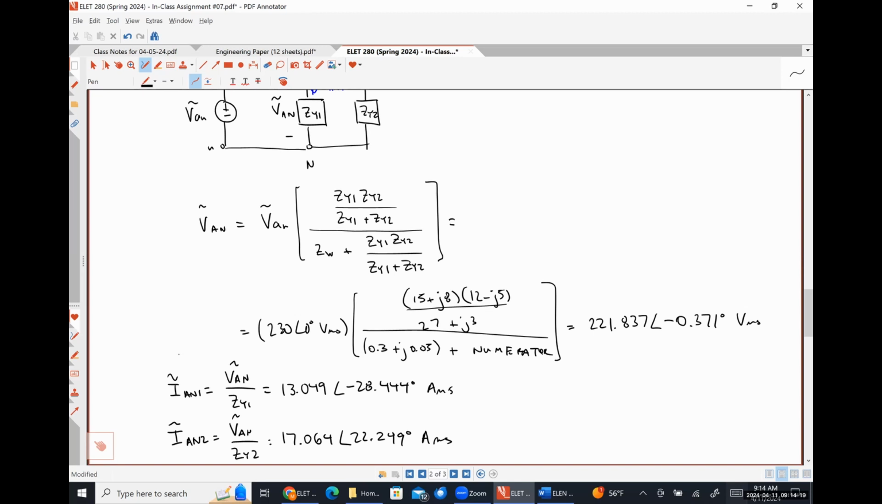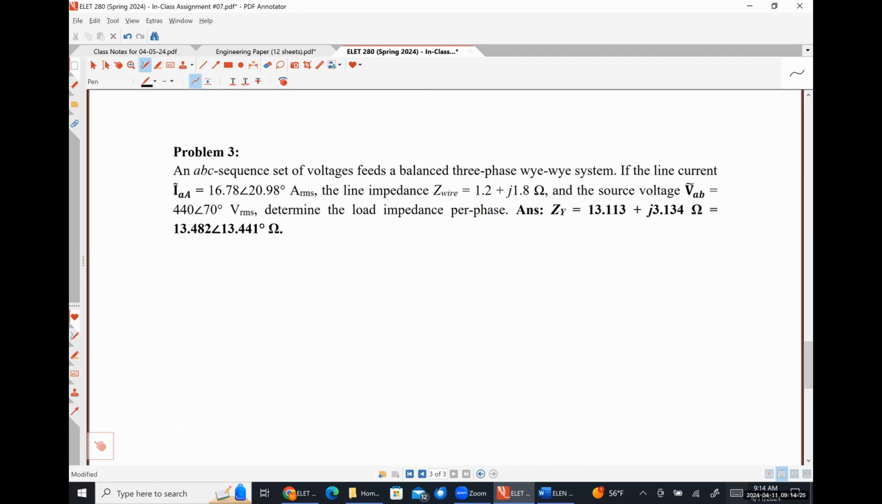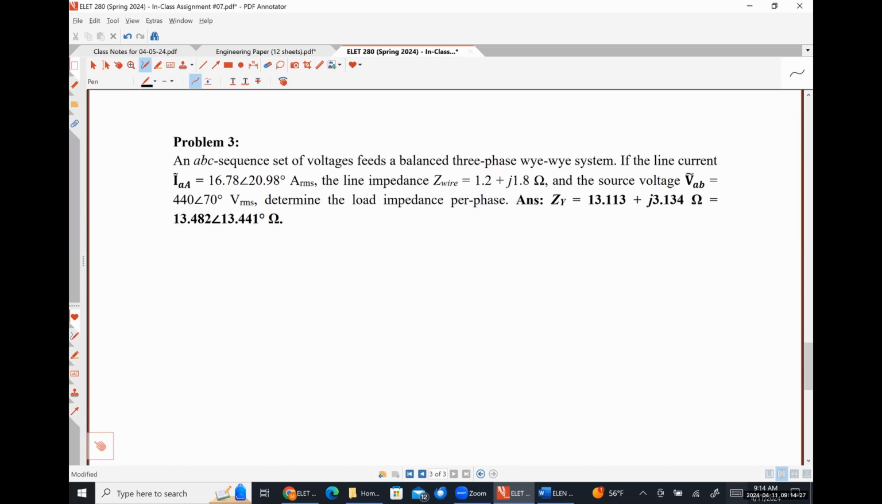All right, so let's see how much of a jerk I was on problem 3. So for problem 3, we once again have a 3-phase YY system. We are given line current and line impedance, and we're given the line voltages at the source, and we are asked to determine the load impedance per phase. So let me write some things out here.